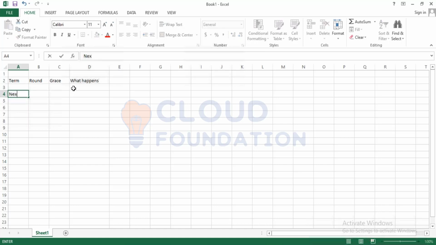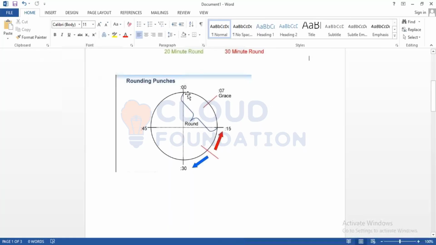So the first term is next. So next means, should my punch always go next, or what should I do for my punch to always go next, irrespective of whatever time the employee is coming, like he might come at 8:05 or 8:12, whatever time, even 8:01, I want the punch to go forward.